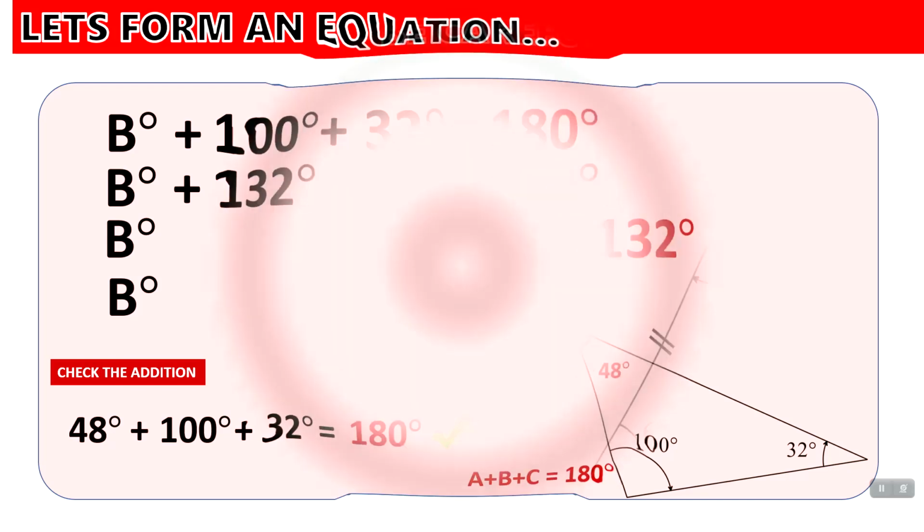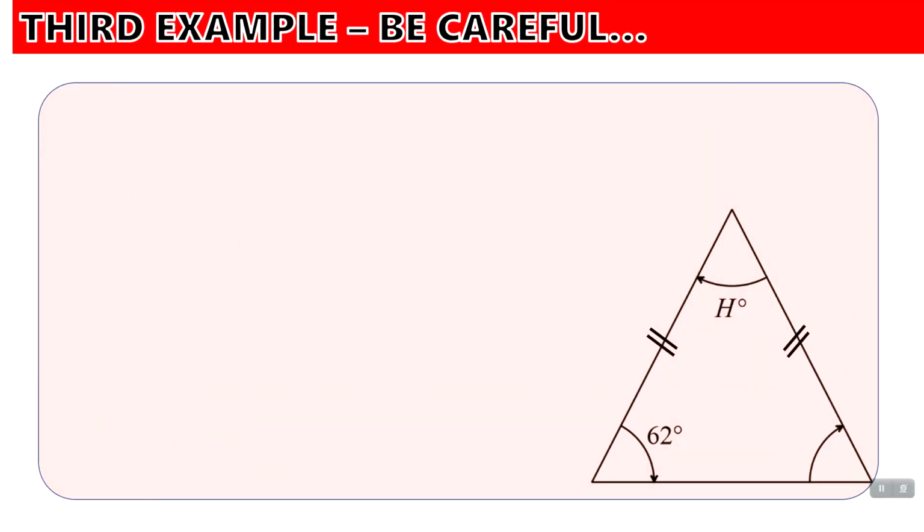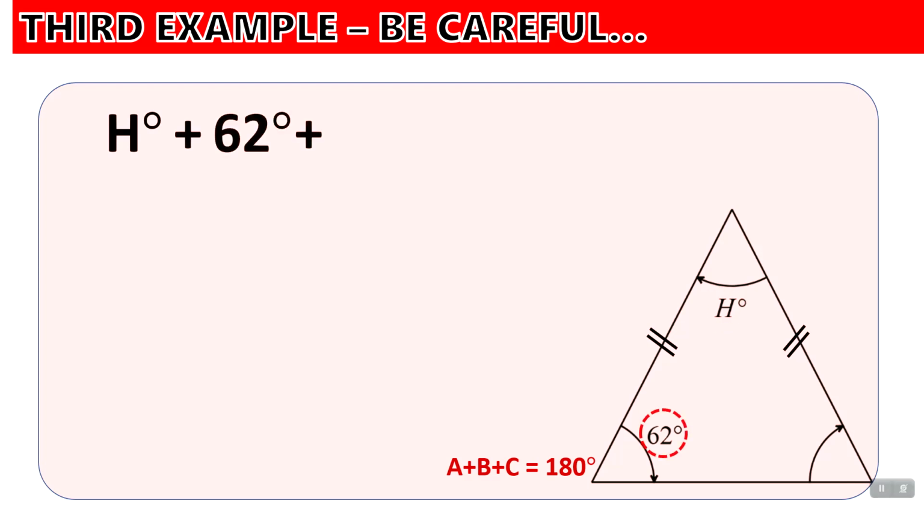Very good. Let's check a third triangle now. We know that A plus B plus C equals 180 degrees. And so let's start with the unknown, H, and form an equation. H degrees plus 62 degrees plus, but now we have a problem because I don't see the third angle size.